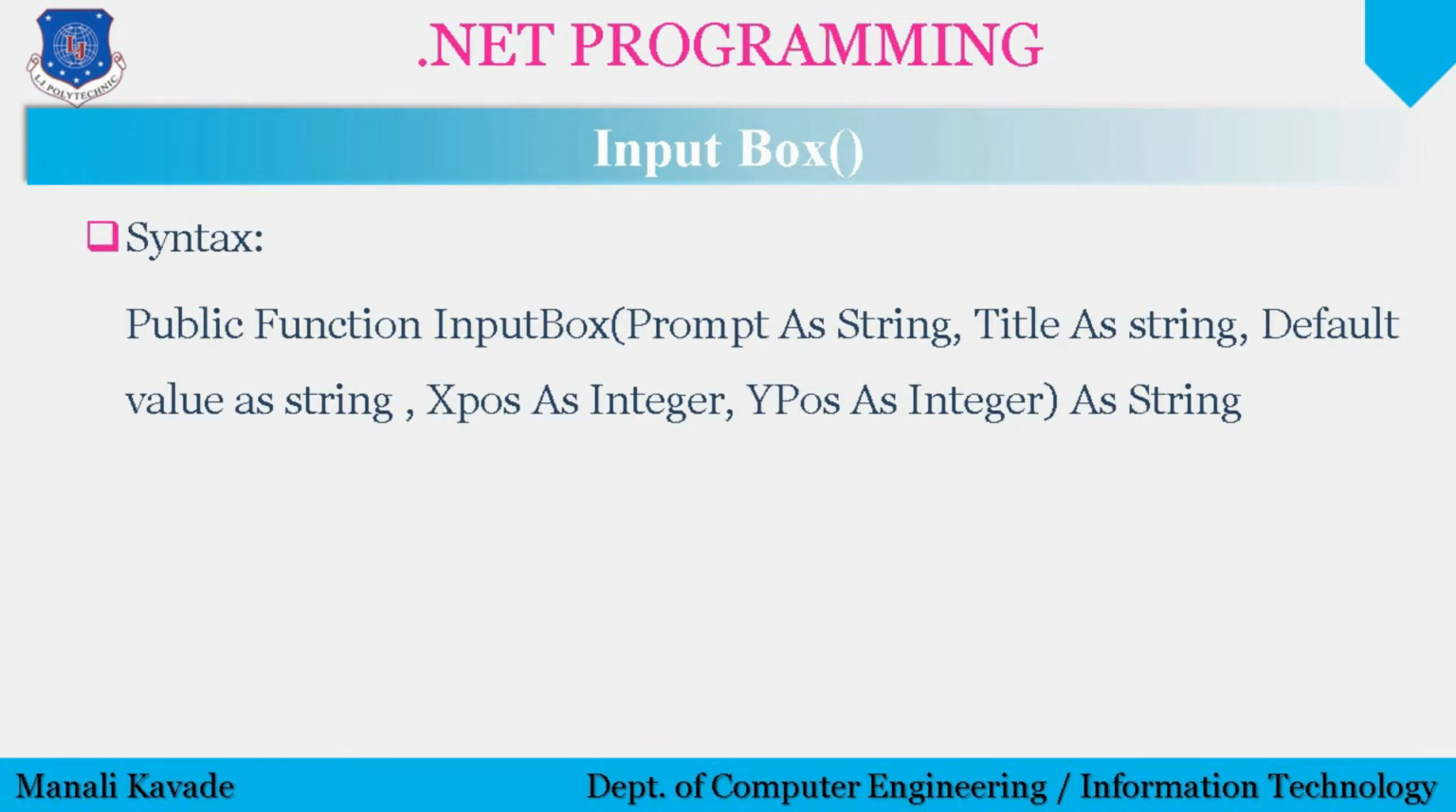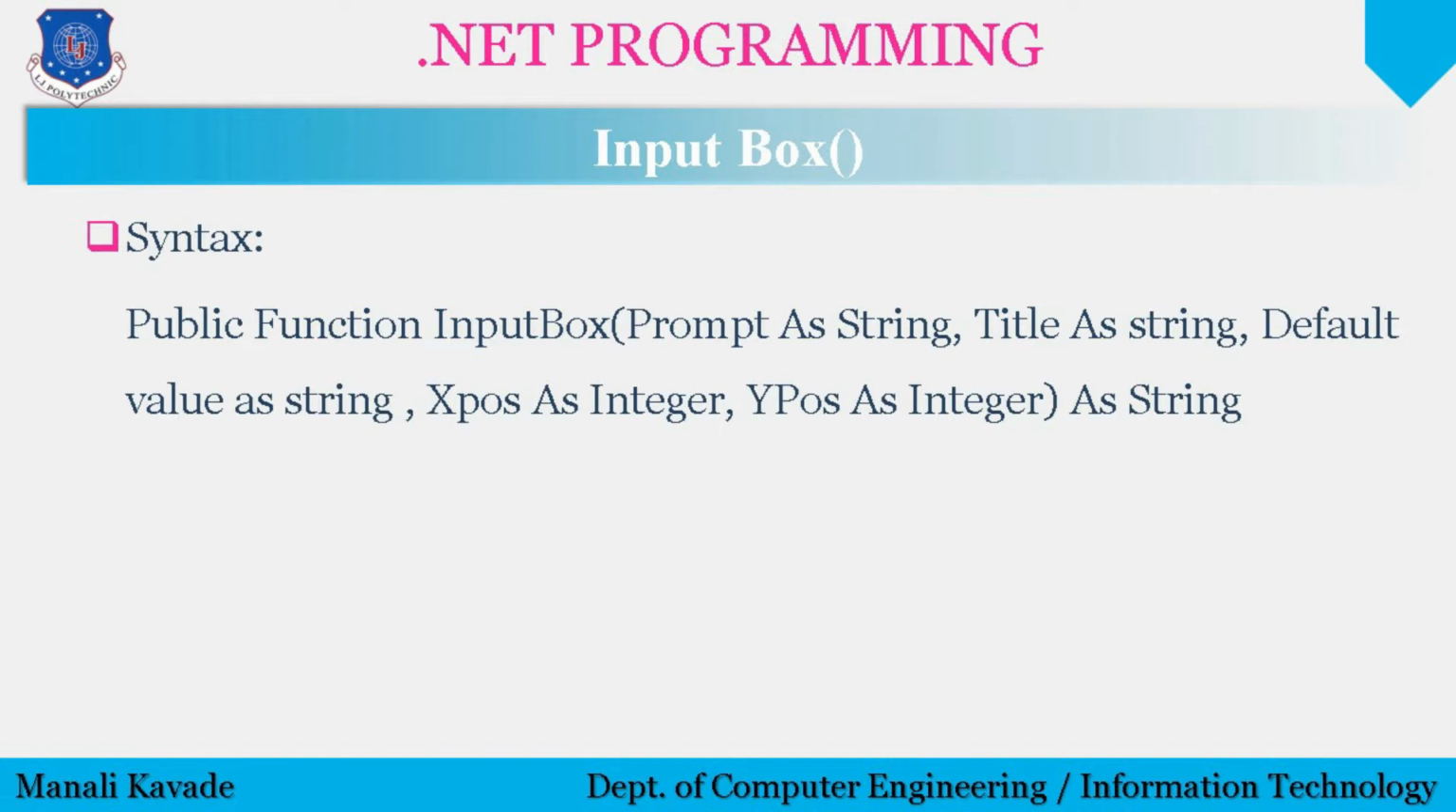Now let's see the syntax of the input box function. First of all, you have to write down the keyword input box. Within the parenthesis, you have to mention the first argument, that is the prompt of string type. The second argument is the title, which is again of string type. The third one is the default value, which will be displayed in the text box. The fourth argument is the x position value, whereas the fifth argument is the y position value. So this is the syntax of the input box function.